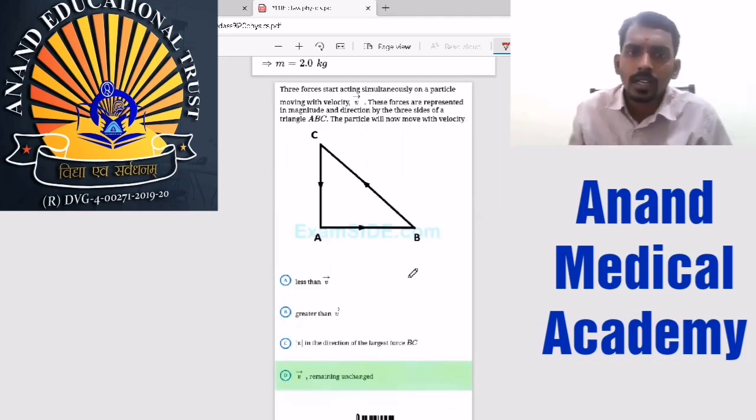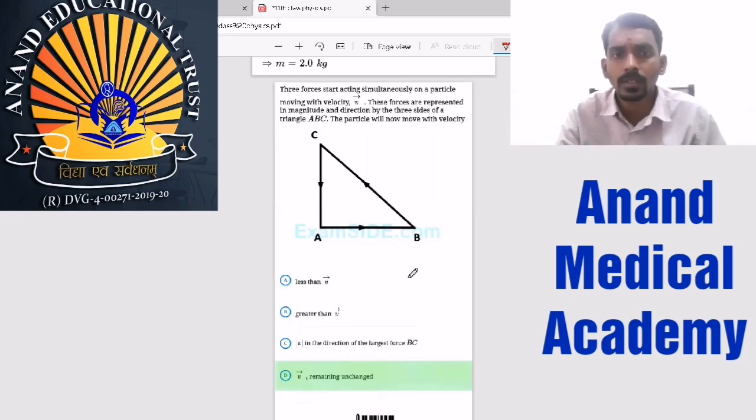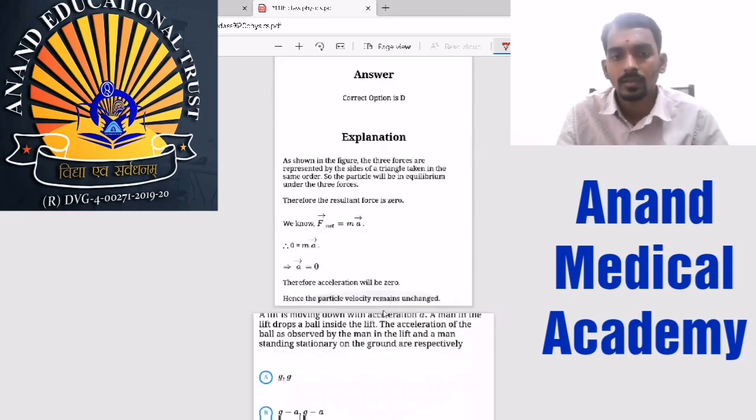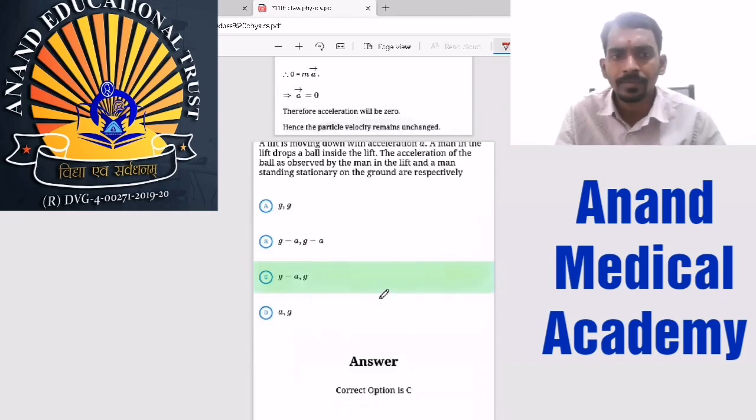Here, three forces start acting simultaneously on a particle moving with velocity v bar. These forces are represented in magnitude and direction by the three sides of a triangle ABC. The particle will now move with what velocity? So here three forces are acting and they are represented as the three sides of a polygon, whether it is a triangle or anything. So the resultant force will become zero. Resultant force zero means acceleration zero. Then the velocity should remain constant. So here they have given the clear solution.